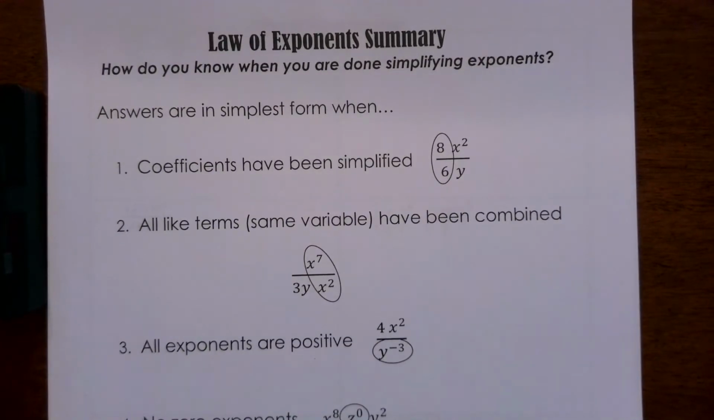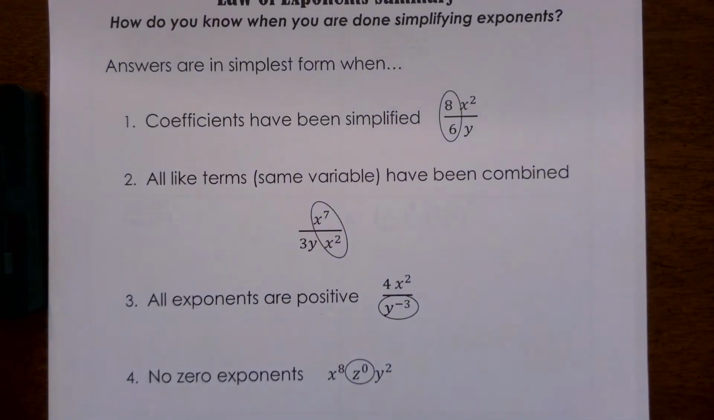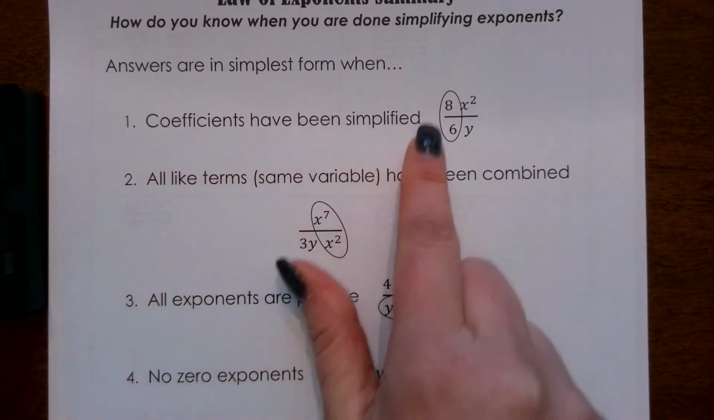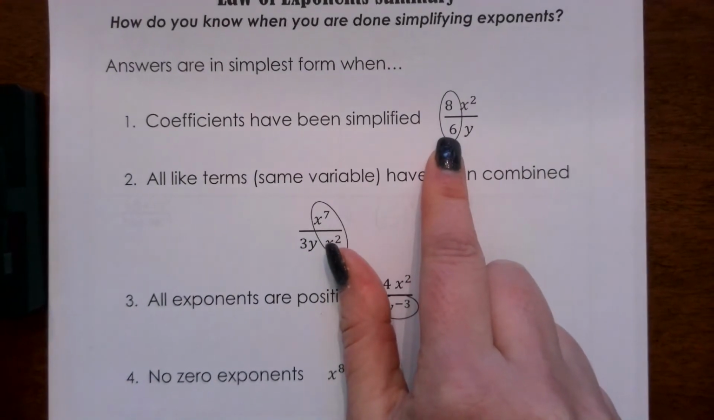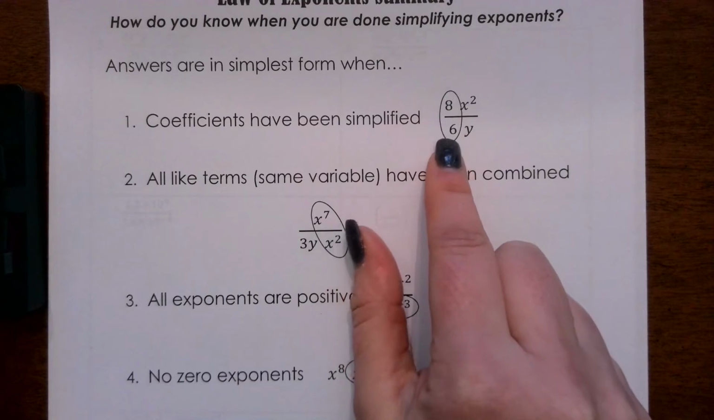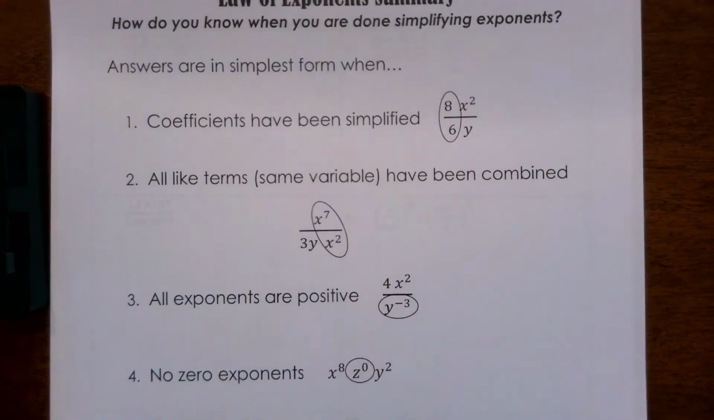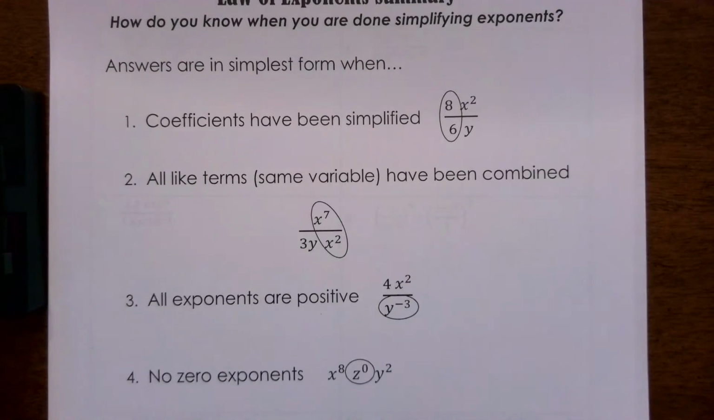How do you know when you're done simplifying expressions with exponents? Four things you need to make sure. First thing, coefficients have to be simplified. So if I have this 8 and this 6, that is not simplified. Why? Because 8 and 6 are both divisible by 2. So this should be 4/3, or you're not fully simplified.